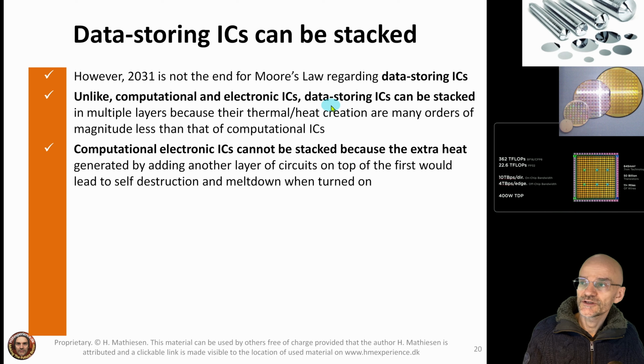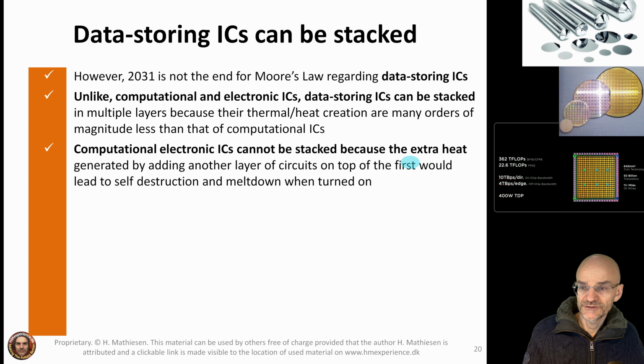The reason that data storing ICs can be stacked, unlike those computational ICs, is that you only access memory in transistors very seldom. So when you read and write from a data storing IC, that's when you are actually accessing these transistors and have to open and shut them. And that will generate a little bit of heat, but you don't read the entire hard drive, so to speak, on the data storing IC. You only read a fraction of it. And that's why it doesn't generate a whole lot of energy.